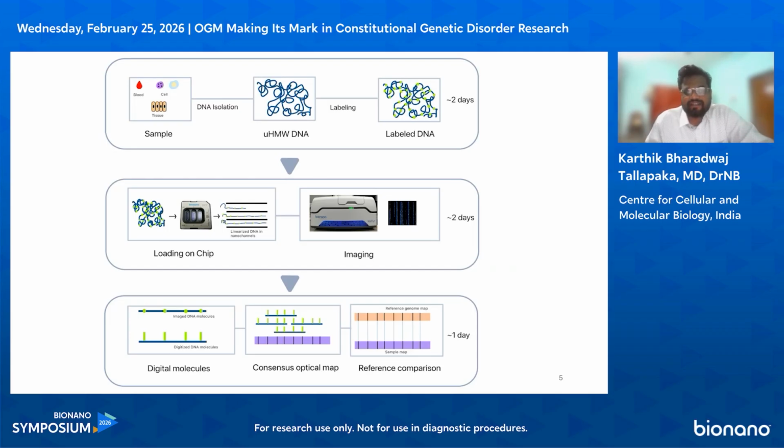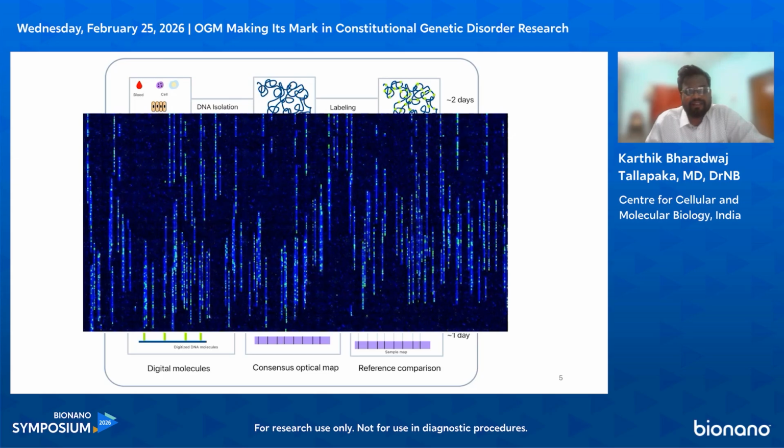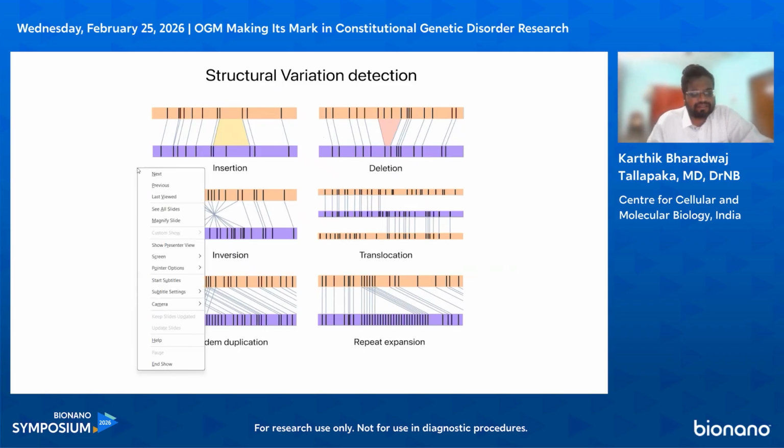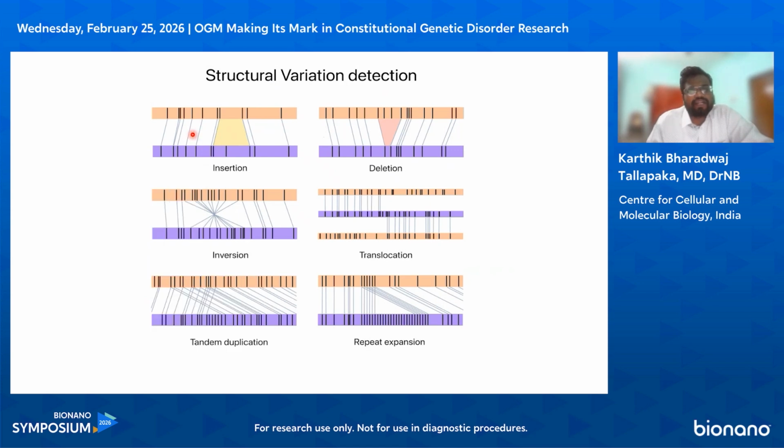And this is how the real-time image taken by the machine looks like. And once these digital images or consensus maps are compared to the reference, you can derive the presence or absence of different structural variations in the sample. So the pattern of the labels determines where the DNA molecule is coming from.